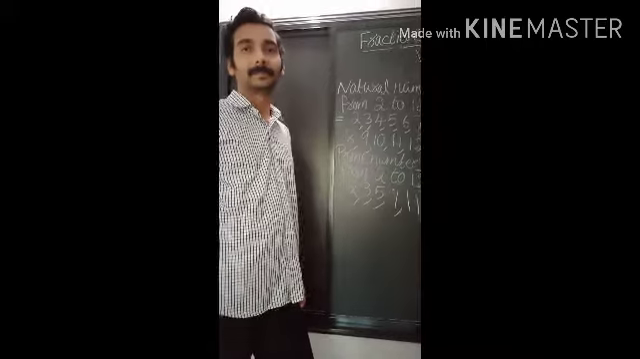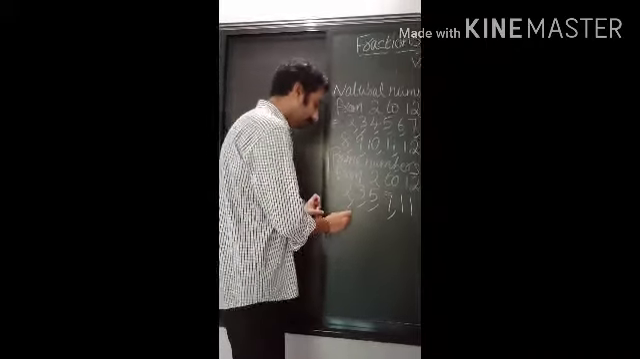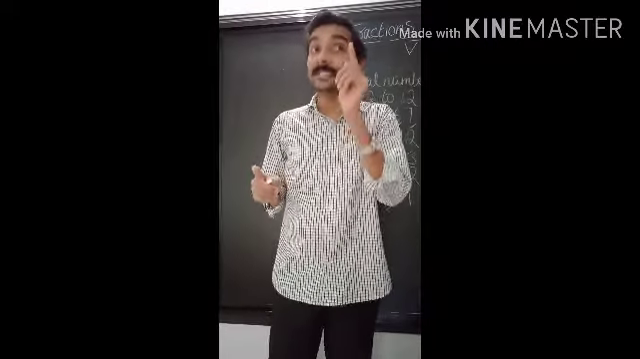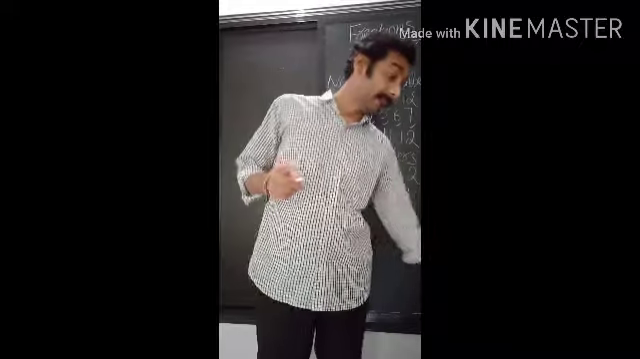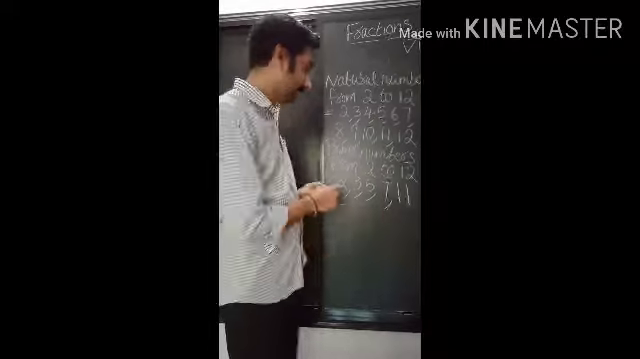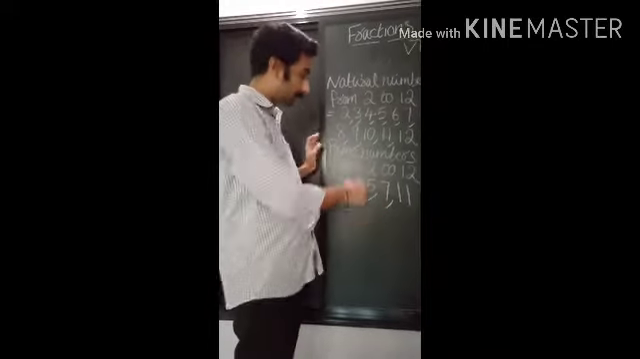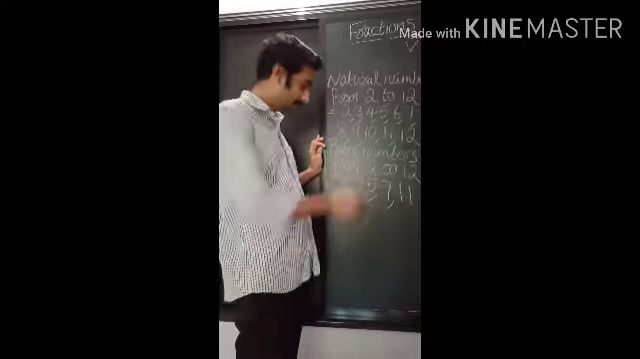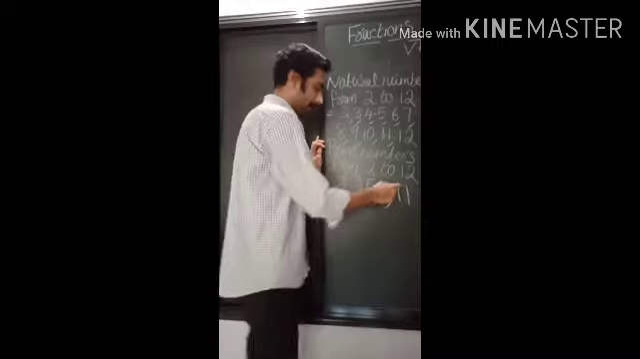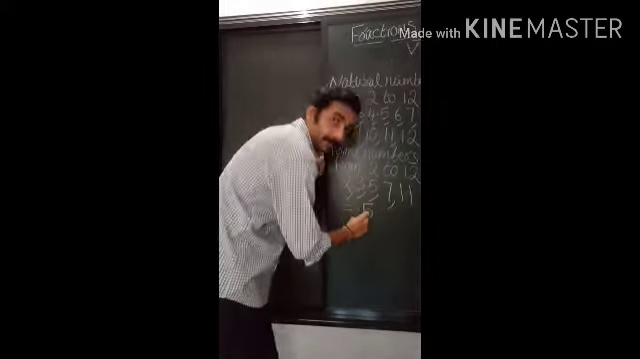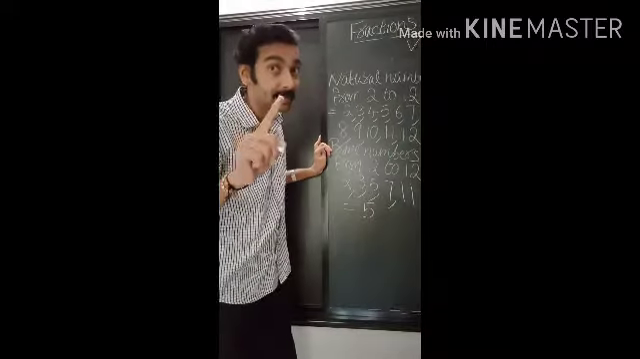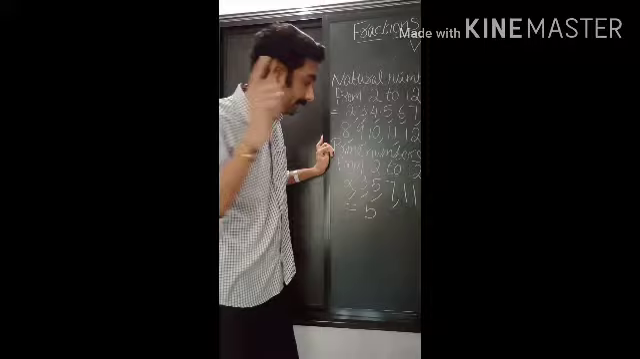Clear? Okay. The question is, we find the fractions of them that are prime numbers. How many numbers are prime from 2 to 12? 1, 2, 3, 4, 5. Total 5. The fraction of prime numbers is asked in the question.